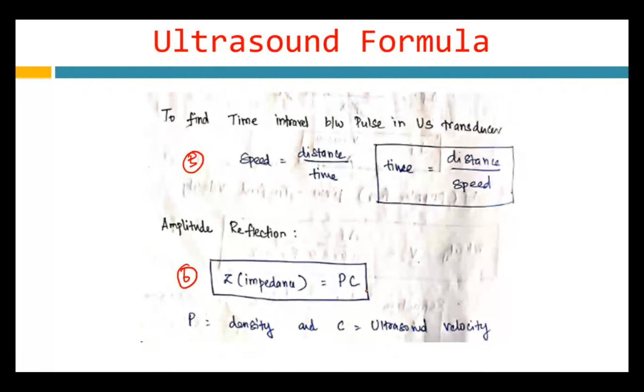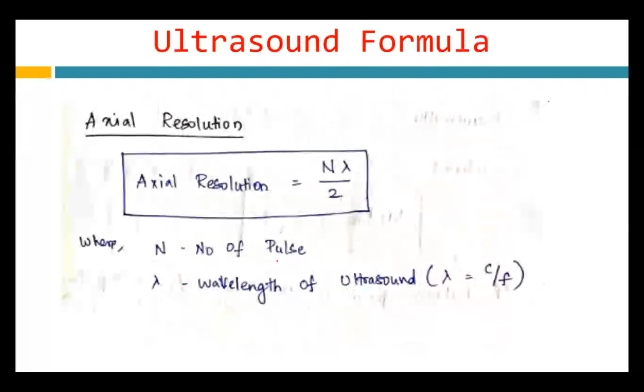So impedance is nothing but Z. Z is nothing but impedance. It's nothing but the product of the density of the medium and the speed of ultrasound. So by multiplying these two, you can find Z. So impedance Z. Okay, this is again an important thing when you come to calculating the reflection coefficient and amplitude coefficient, right? And axial resolution.